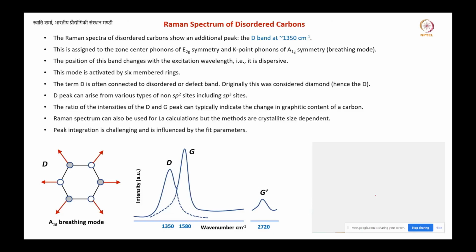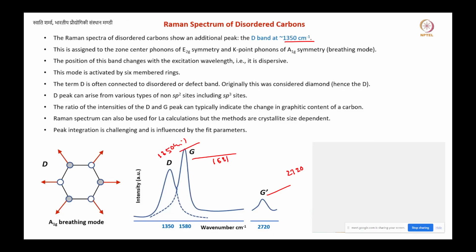So when you have disordered carbons, the Raman spectrum of disordered carbons shows an additional peak, the D band. Apart from G, this is your G band and this is 2D. You will get G at 1581 and 2D around 2720, but you will get an additional peak at around 1350.